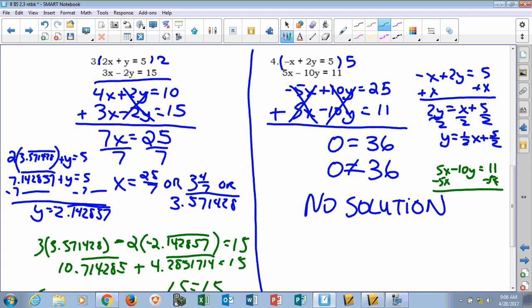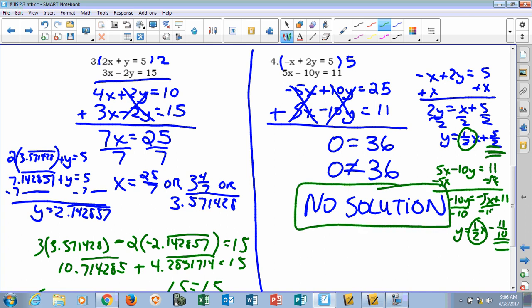Negative 10y equals negative 5x plus 11. So y equals, and negative 5 over negative 10 is 1/2 x. And then it's going to be minus, not plus. But the y-intercept doesn't matter because it's different. Minus 11/10. So again, you have same slope, but different y-intercepts, which means the lines are parallel, which means you can't have a solution.